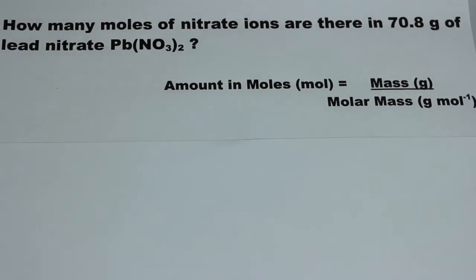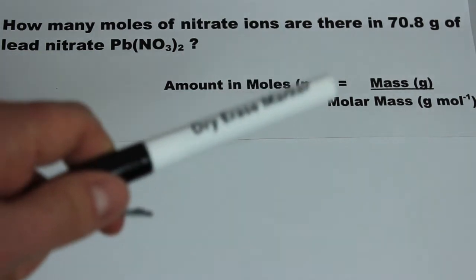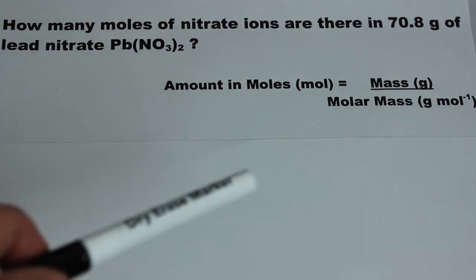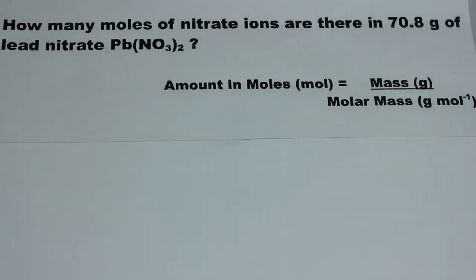Now the first thing we're going to do is figure out what formula we're going to use to work out the number of moles of lead nitrate in the sample. And the formula we're going to use is the same formula we used for the previous calculation, which is where we work out the amount in moles by dividing the mass in grams by the molar mass. So the first thing we're going to do is work out the molar mass of lead nitrate.